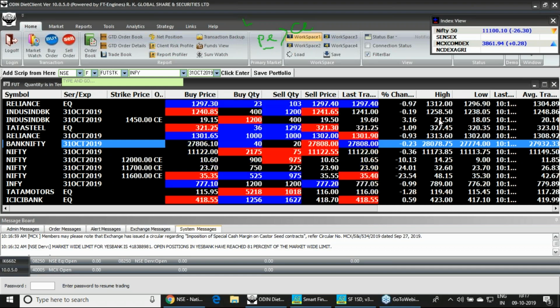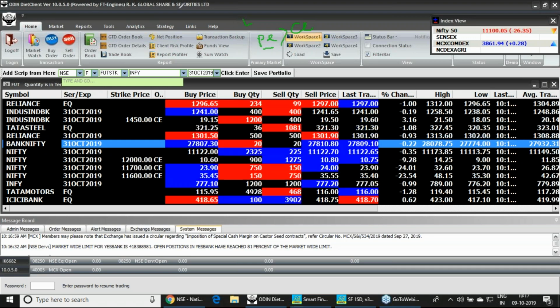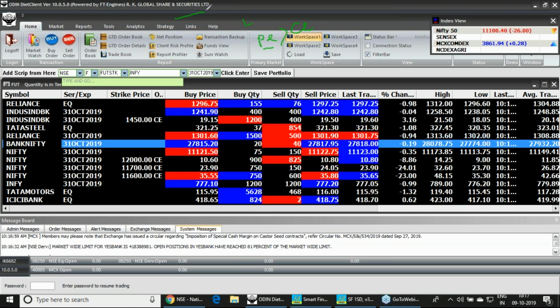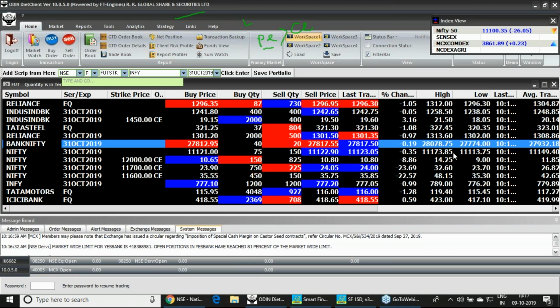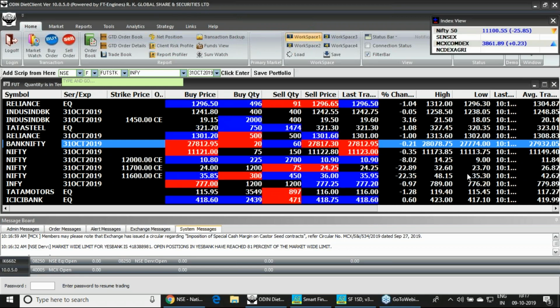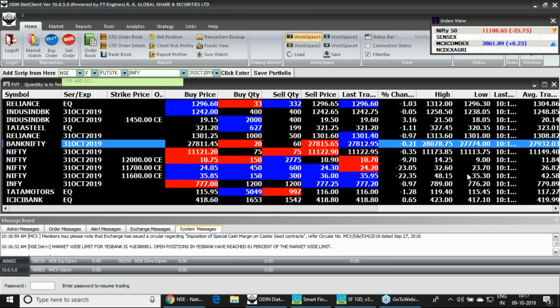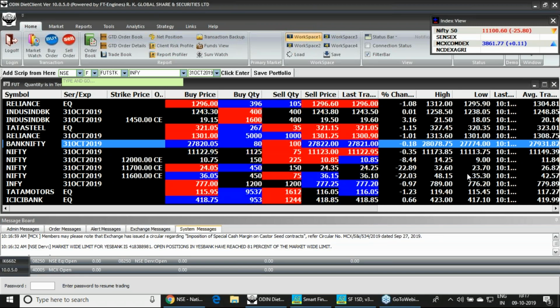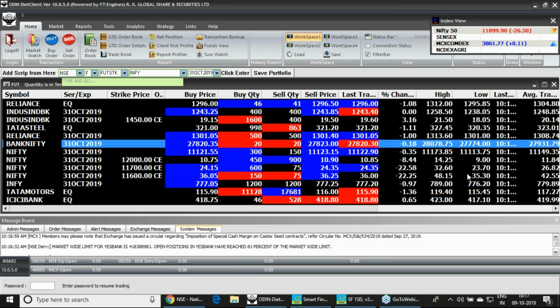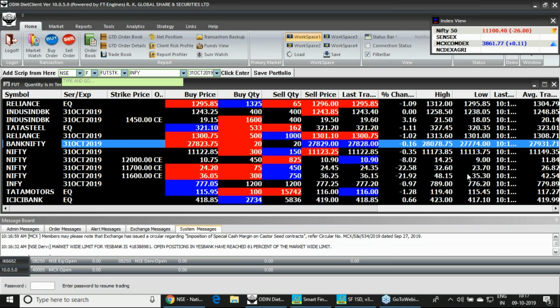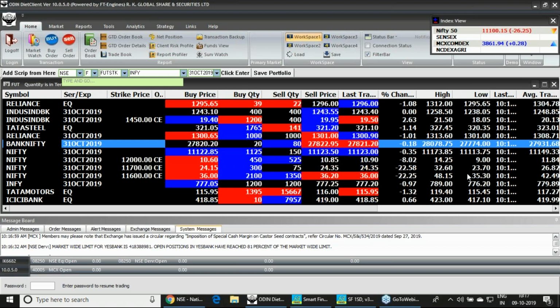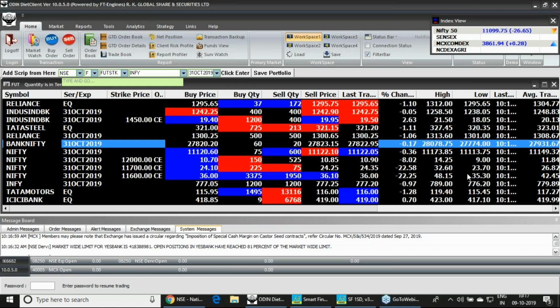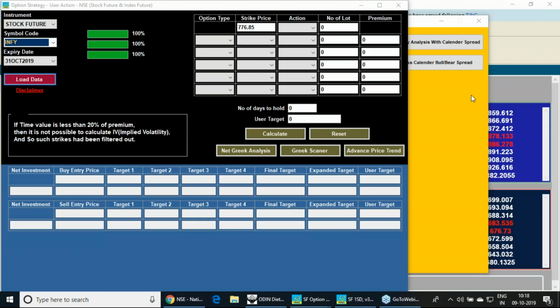So here, Infosys lot size is more. Ratio call spread and put spread will not be suitable for us. We have to do a risk reward analysis. When we look into IndusInd Bank, we saw that there is a very high IV. Both IVs are almost equal. So there our planning will be different. That is the reason why you have to change your planning.